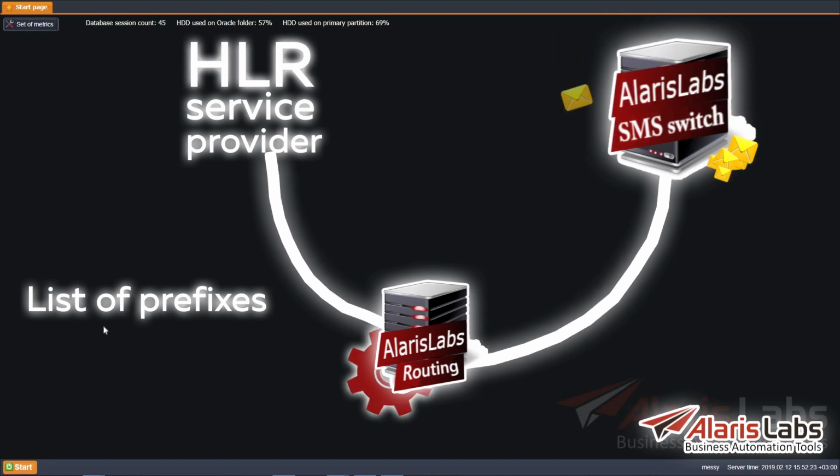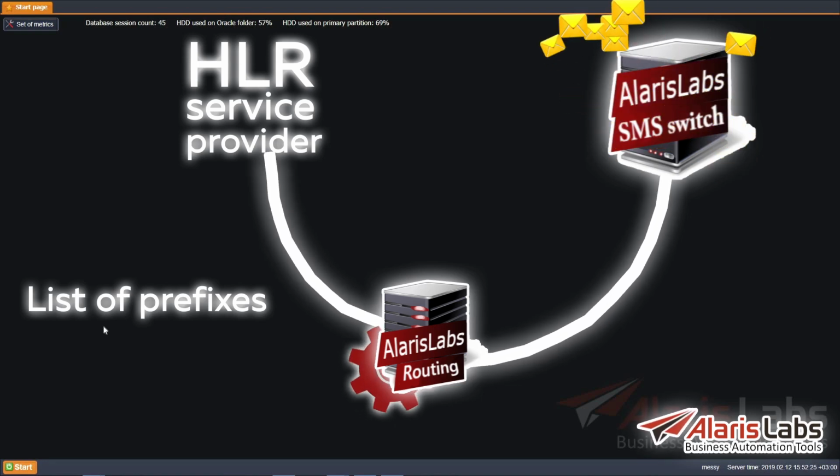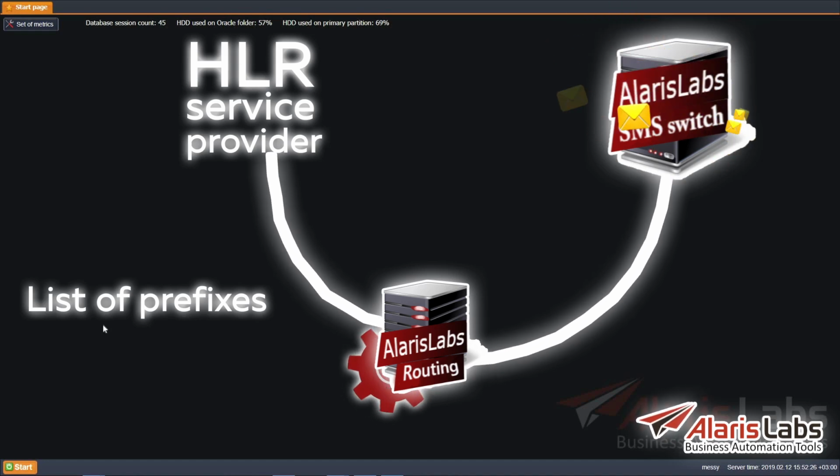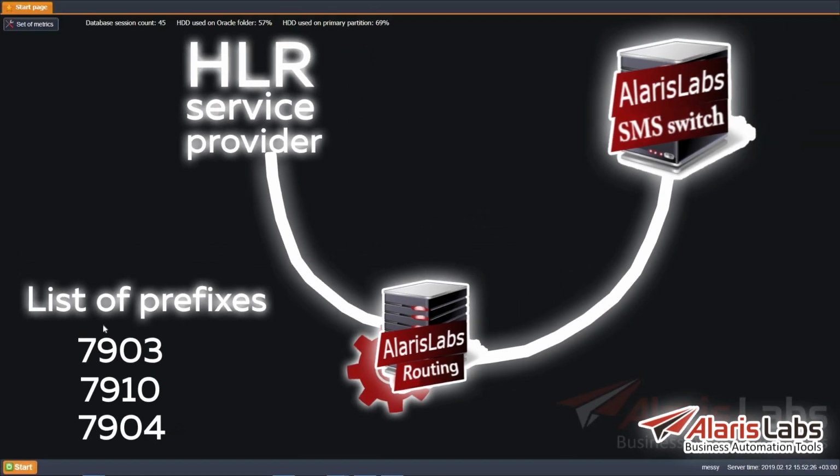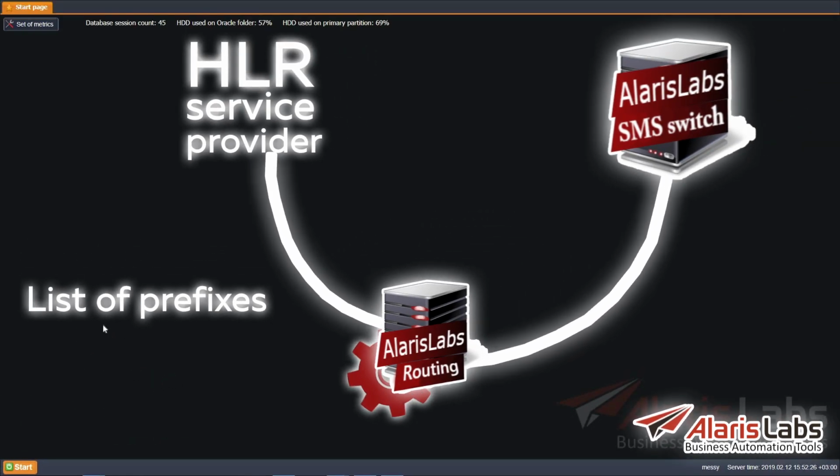Previously, if the routing module was connected to the HLR service provider directly, the Alaris technical support team needed to restart the routing module in order to change the list of prefixes to be checked. Now the prefixes are imported automatically, so no restarting is needed.